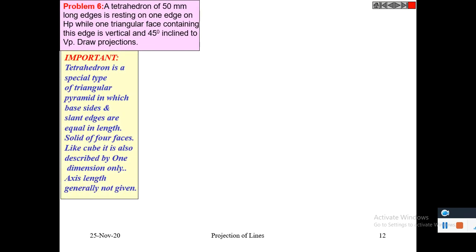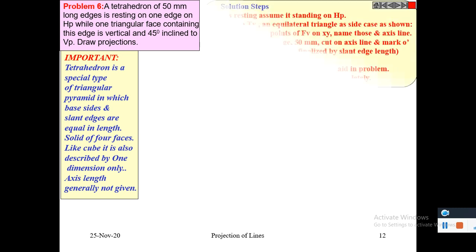A tetrahedron of 50 millimeter long edges is resting on one edge on HP, while one triangular face containing this edge is vertical and 45-degree inclined to VP. Draw the projections.